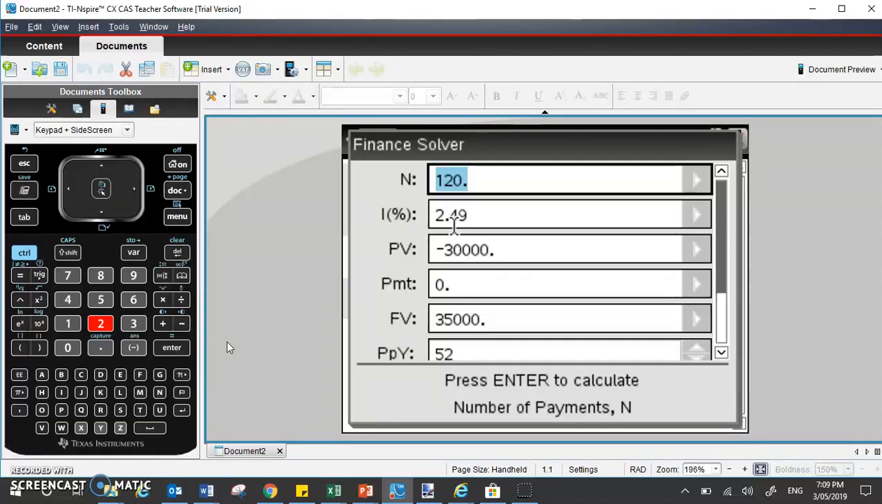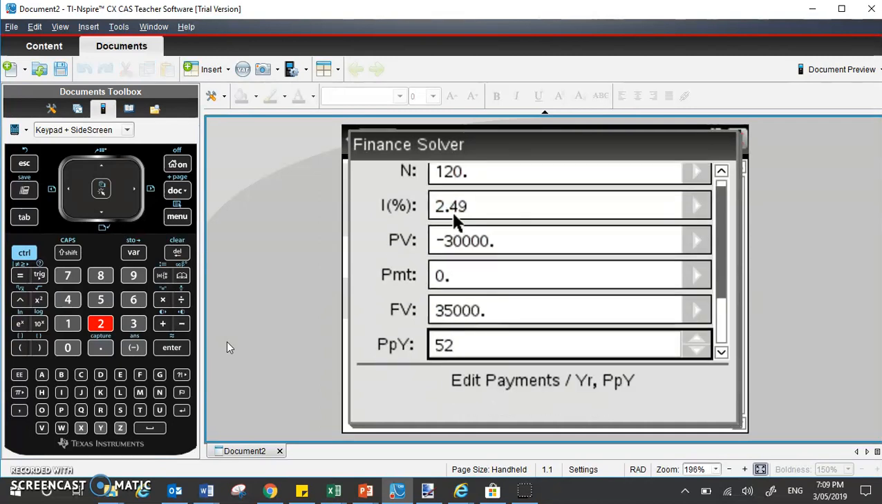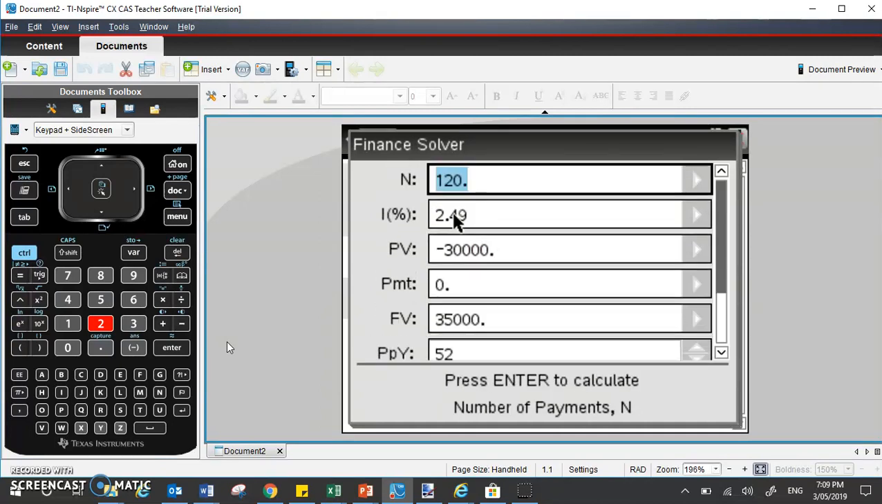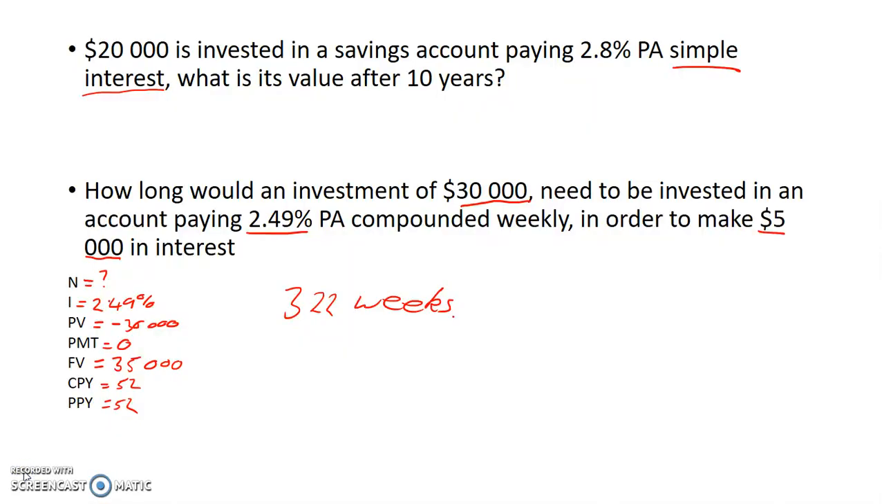So I've put the numbers in their place, remembering to use tab to go between the squares, and then go to the one that I want to find and press enter. So I want to find the number of compound periods. I go to this, I press enter. 321.998, so basically 322 compound periods is how long this will take. That takes 322 weeks. So again, what we need to do with this 322 weeks is work out how many years that is, if that's what the question asks for. As there's 52 weeks in a year, we're going to divide this by 52.